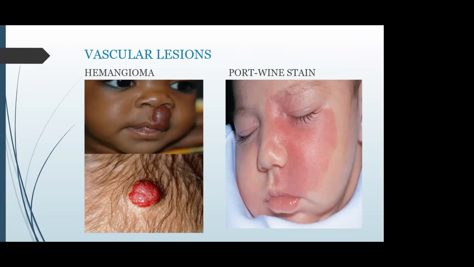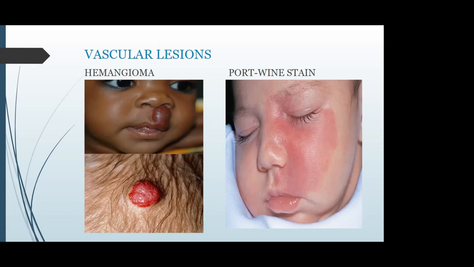Now, the one on the right is the port wine stain, and this is exactly how it looks. It's not a raised lesion. It just appears like a reddish, purplish skin discoloration. Unlike the hemangioma that tends to occur after a while, the port wine stain always appears at birth. 100% of the time, you see it at birth. And it is a permanent skin birthmark. It does not fade away.